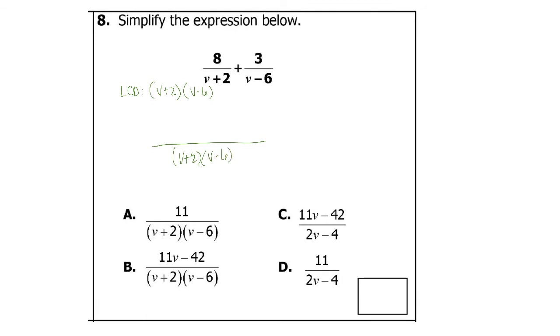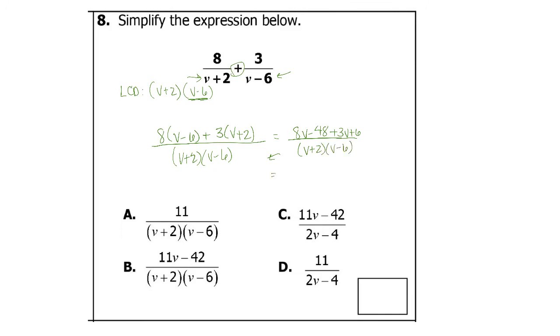And now let's go through and see, this is going to be 8 times, and notice v minus 6 is what is different from the denominator that we had originally, so that's what I'm going to multiply by, plus 3 times, and the difference with this other denominator compared to this one is v plus 2. So what we need to do now is go ahead and distribute. So we have 8v minus 48 plus 3v plus 6. And that's all over v plus 2 times v minus 6.